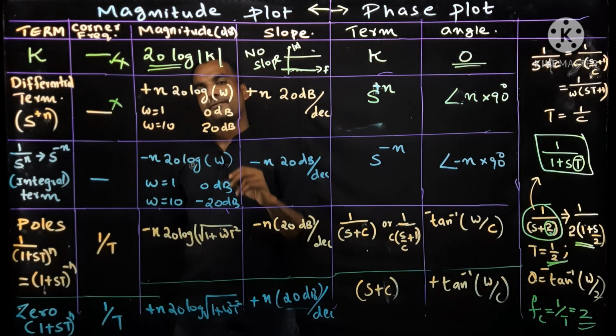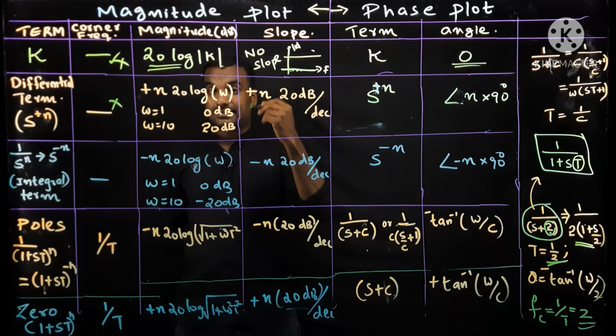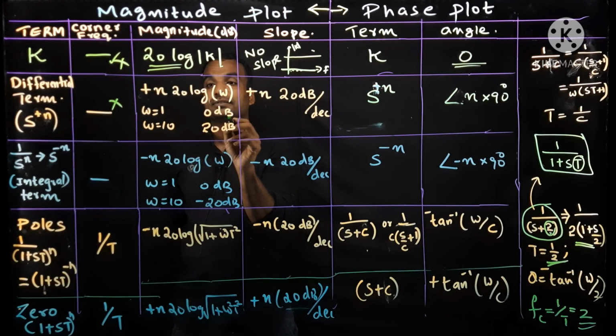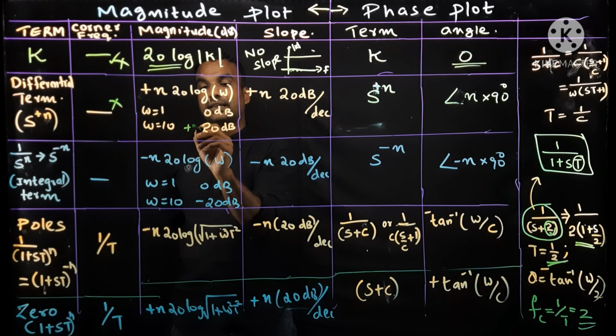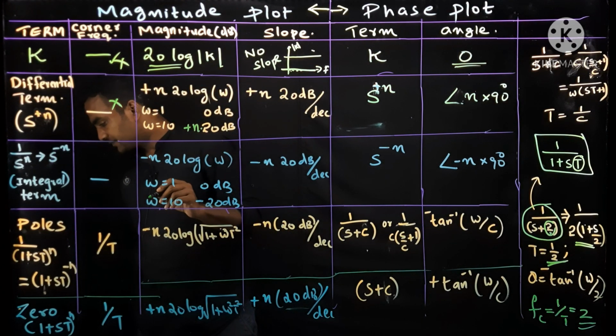And what is the omega? That you have to substitute while drawing the Bode plot. On the x-axis, if it is 1, you have to substitute 1. If it is 1, you will get 0 dB. If it is 10, you will get plus n into 20 dB.